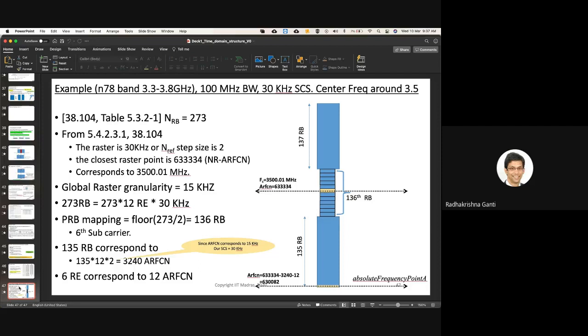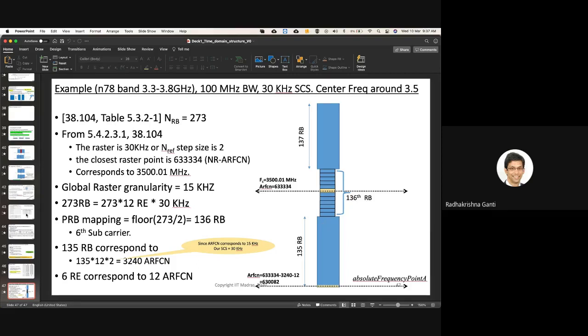We'll come back to this example. So I did an example for 3.5 gigahertz. It says that the closest raster point is 3500.01 megahertz, and the ARFCN corresponding to that is 6333334. And that is exactly the center point. I'll give you this slide anyway. We'll come back to this and do this in detail when we finish the SSB. You can look at this.